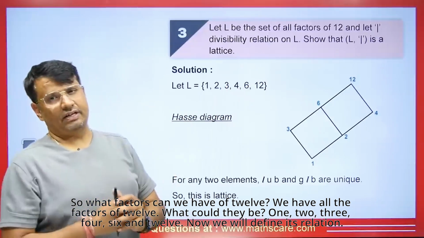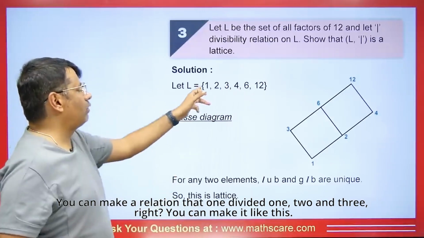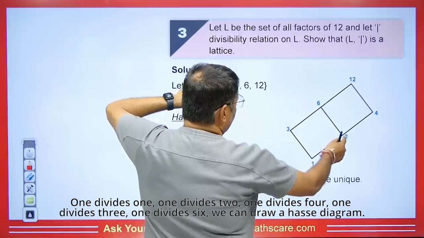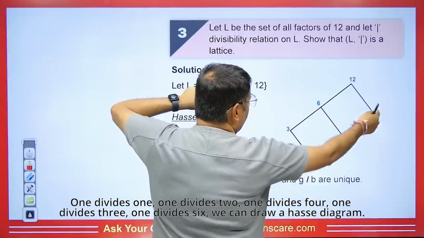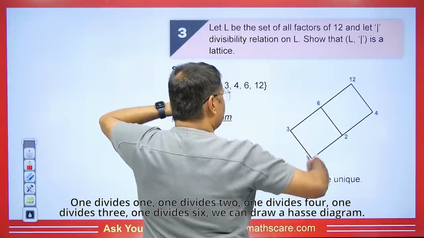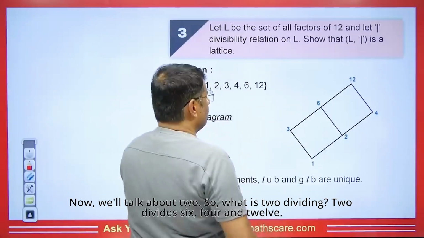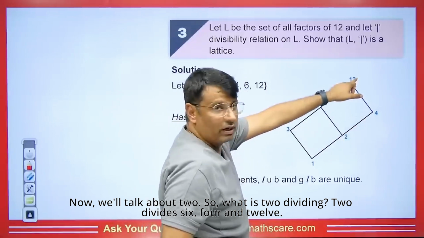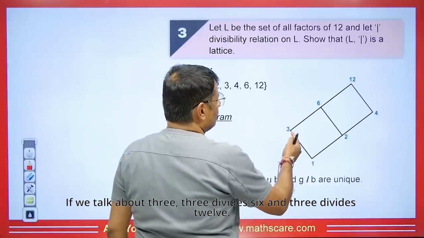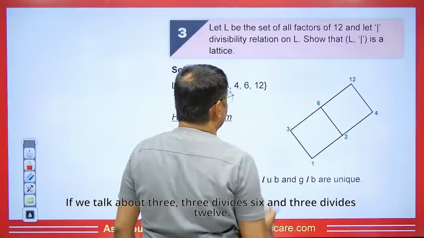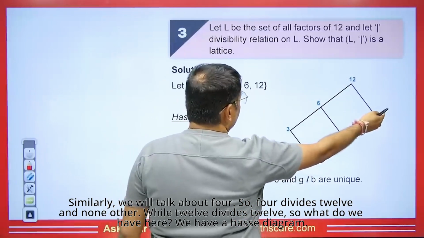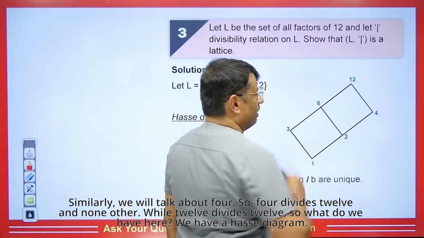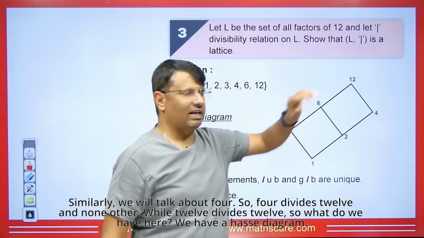Now we will define its relation. 1 divides 1, 1 divides 2, 1 divides 4, 1 divides 3, 1 divides 6. We can draw a Hasse diagram. Now we'll talk about 2. What is 2 dividing? 2 divides 6, 4 and 12. If we talk about 3, 3 divides 6 and 3 divides 12. Similarly, we will talk about 4. So 4 divides 12 and none other. While 12 divides 12. So what do we have here? We have a Hasse diagram.